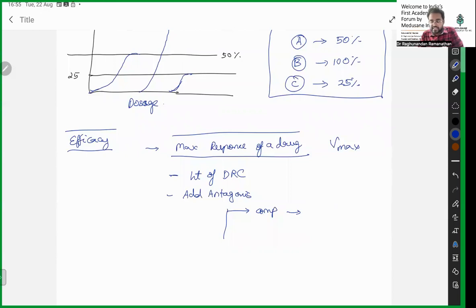Either that girl is going to love Ramesh or that girl is not going to love Ramesh. There is no concept of counting how much love, because there is no hatred here. Upon competitive antagonism, what happens? Your Vmax, the amount of response that arises from your girlfriend, is going to remain the same. That is going to be your Vmax.